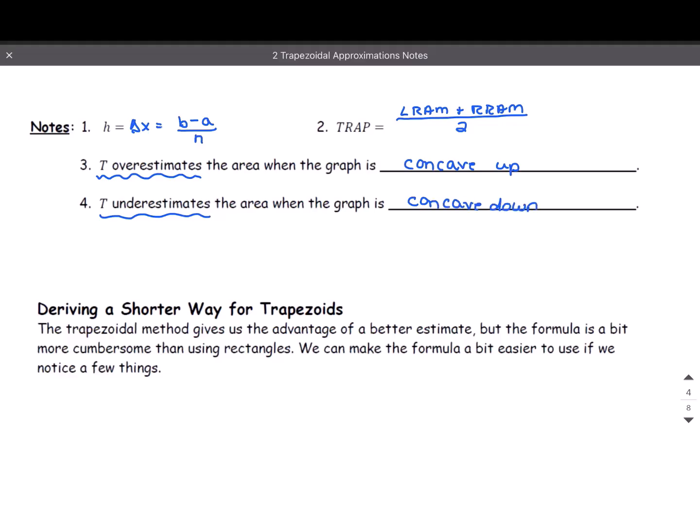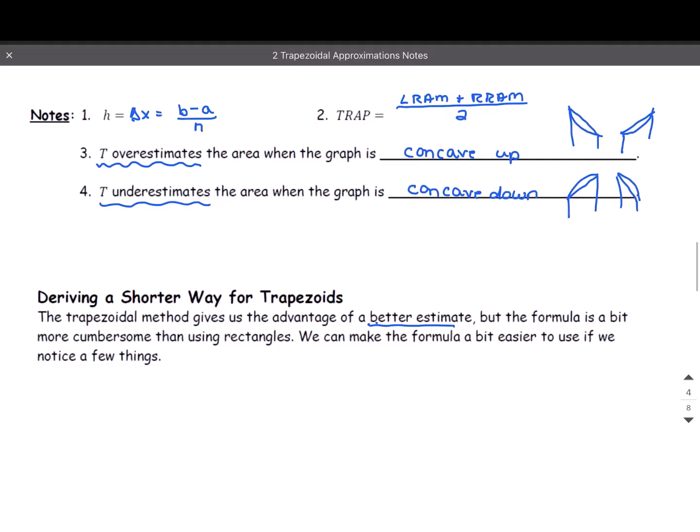If you think about it, if the graph is concave up, whether it's increasing or decreasing, a trapezoid is going to lie above it, right? And if the graph is concave down, whether it's increasing or decreasing, a trapezoid is going to lie below it, okay? So sometimes sketching it is actually better than memorizing. Now, the trapezoid method gives us the advantage of a better estimate, but the formulas are more cumbersome to use than the rectangles. So let's see if we can make this a little easier.